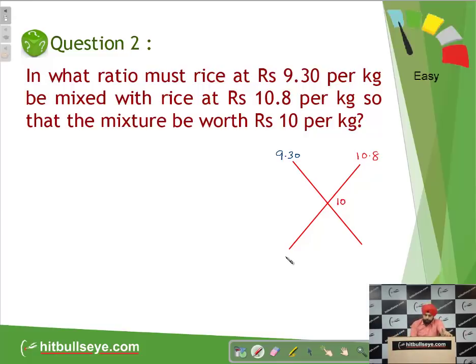So taking the difference here, you get 0.8. Taking the difference there, you get 0.7. Cancelling with 0.1 or dividing by 10, the ratio becomes 8:7. So this 8:7 shall become, students, the ratio in which we shall be mixing the rice worth rupee 9.30 and rice worth rupee 10.80 respectively. Right? Let's move to the next question.